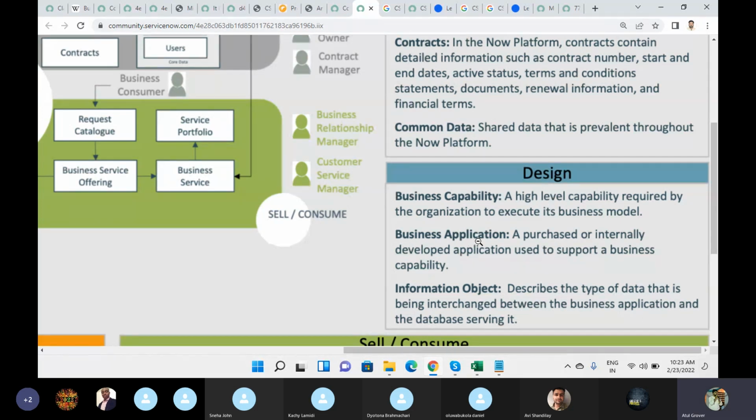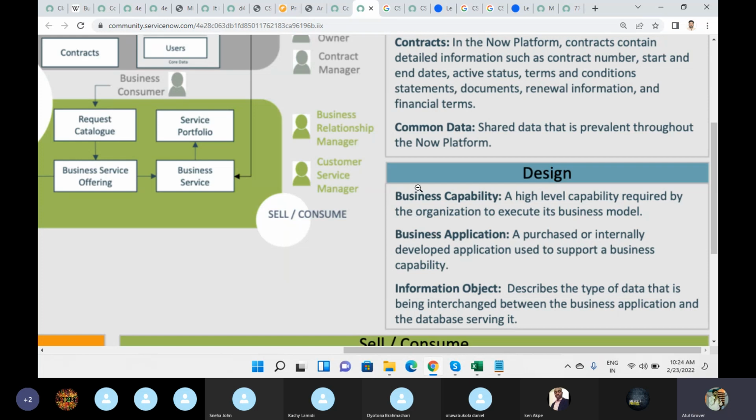Business application: a purchased or internally developed application used to support a business capability. Now, the presentations, the knowledge and the examples you are getting are internally developed to prove my capability. For example, if tomorrow I open a website and say, okay guys, let's read this, you would say, Atul, what type of trainer are you? English reading we can do at home as well. So to do that part, I have to build the business application here.